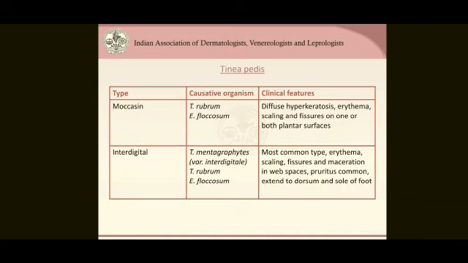Coming to Tinea pedis, it has multiple types. First one is the moccasin type caused by Trichophyton rubrum or Epidermophyton floccosum, with diffuse hyperkeratosis, erythema, scaling and fissures on one or both plantar surfaces. Interdigital is caused by Trichophyton mentagrophytes var. interdigitale.